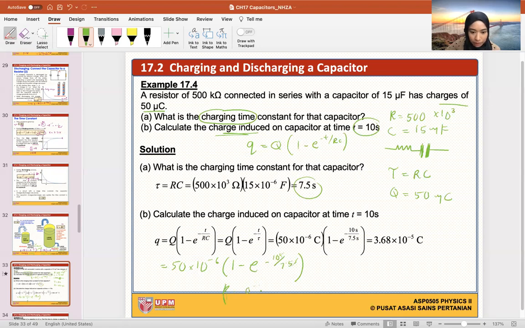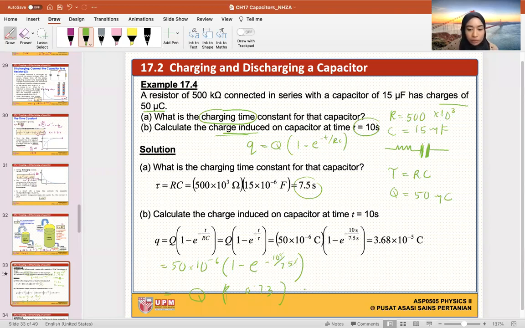So that is 0.73. I just calculated for the part in the bracket. 1 minus e to the power of minus 10 over 7.5 gives me 0.73. If they did not give you the value of Q, this equation will just become Q times 0.73. And you can give your answer: at time t equals 10 seconds, the capacitor has achieved 0.73 of the maximum charge, the maximum Q.